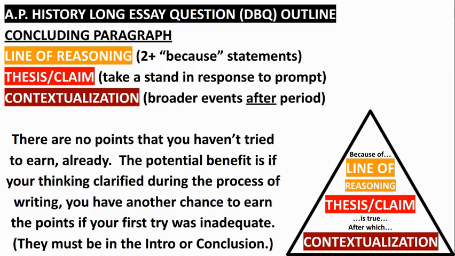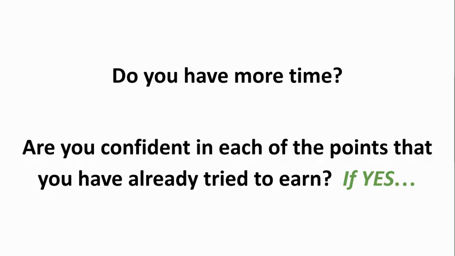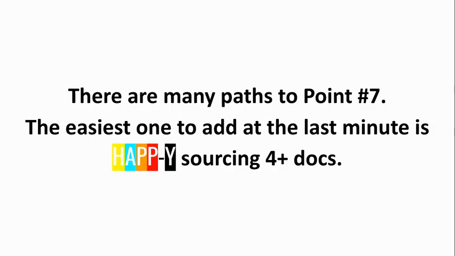If you think your beginning was kind of weak, that's understandable. You're under a time constraint. Maybe your thinking has become clearer throughout the writing process, and great, you can do this. If, on the other hand, you have more time and you reread your work and think, I'm pretty good, I think I got all these, let's say I am confident that my Skillful 6 is actually a 6. What can we do? Well, let's see about the 7th point. There are many, many different paths to the 7th point. However, I think there's one that is easiest to add at the last minute.